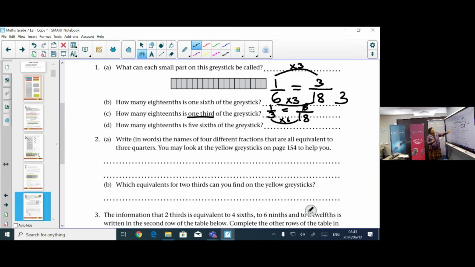How many eighteenths is 5 over 6 of the gray? You want to see the 18. Remember, you have been doing fractions with the 1 on top here, but it's similar. The connection between the two there, you multiply by 3, and then here you also multiply by 3. That will be our 15. So this is where you go.